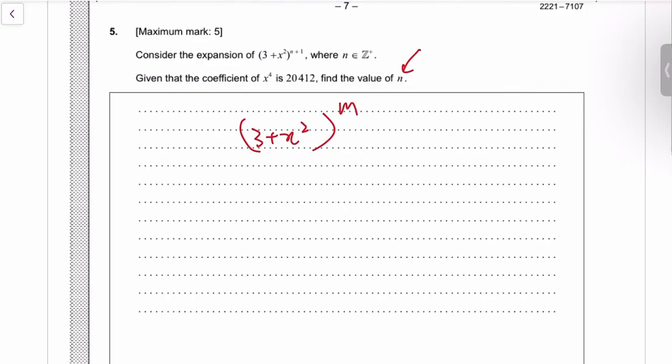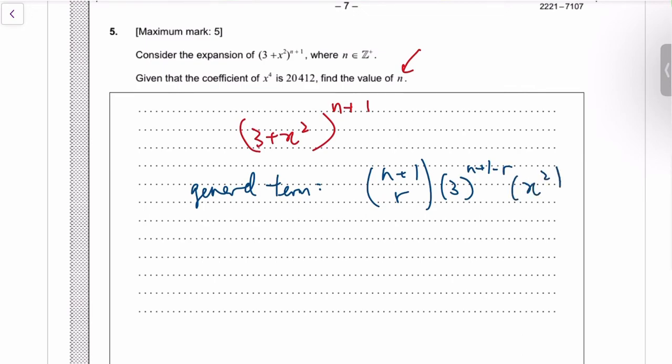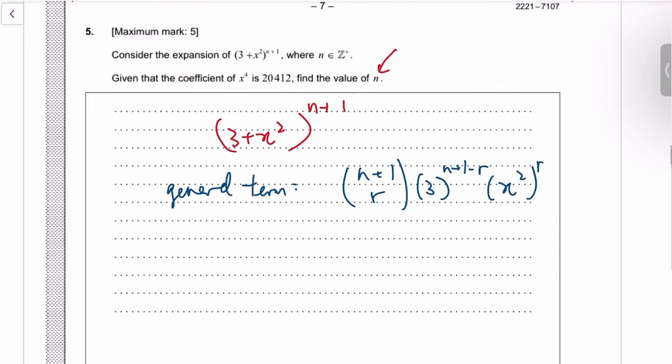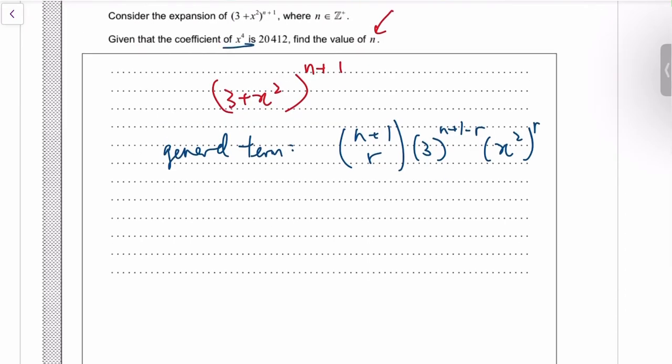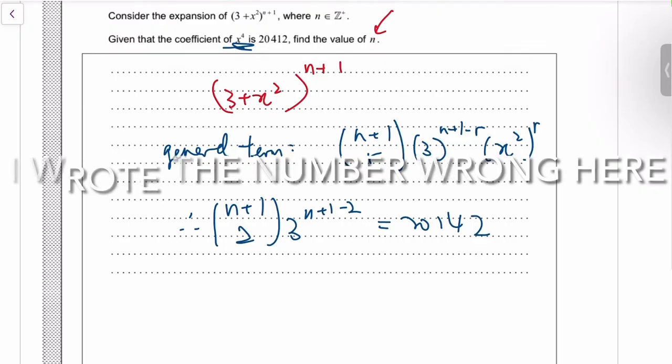But I guess we'll play along and actually do it the difficult way. So we just do the normal thing, right? The general term is nCr a to the power of n minus r, b to the power of r, except our n is n plus 1. So it should be obvious that r should be 2 in order to get x to the power of 4. So n plus 1 C 2 times 3 to the power of n plus 1 minus 2 should equal 20412. Coefficient doesn't count the x.